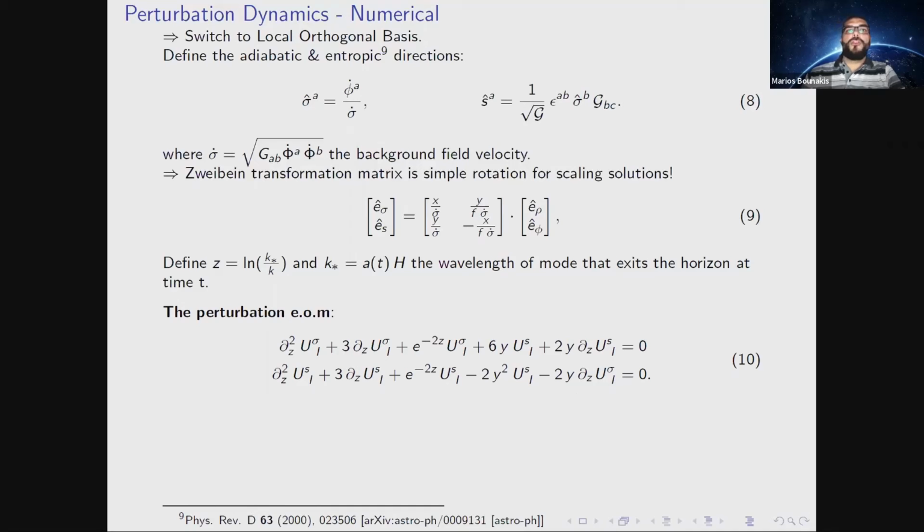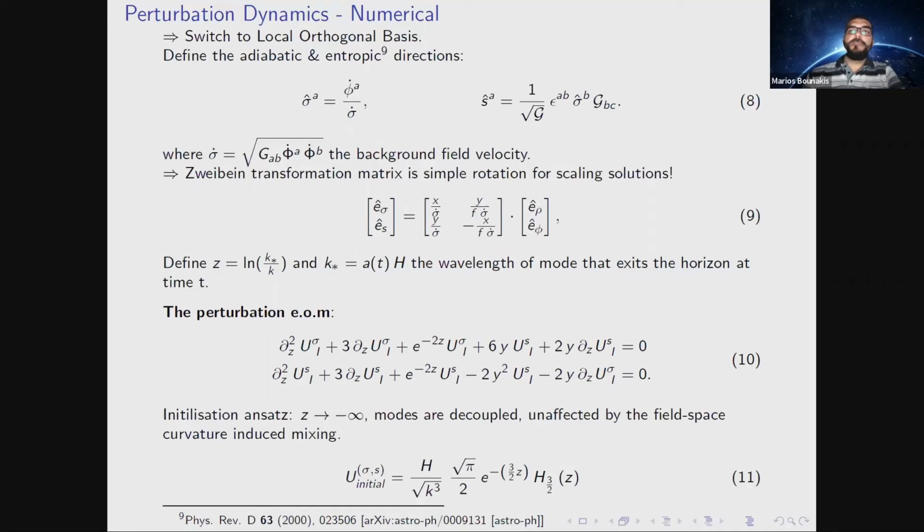In order to be able to solve them, we initialize by making the ansatz that deep inside the horizon, the modes are decoupled and unaffected by the field space curvature induced mixing, and therefore the modes are given by the standard one-dimensional result that includes the Hankel functions.